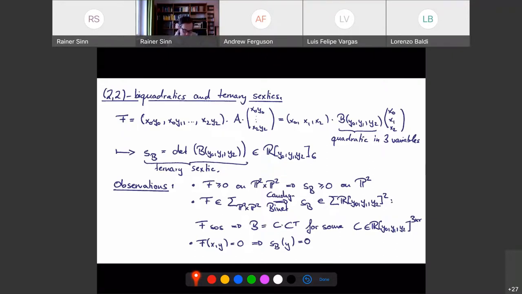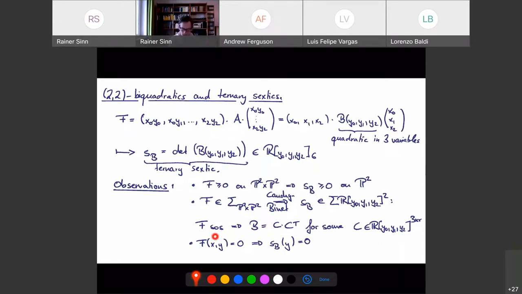So for example, if the biquadratic is non-negative, meaning that this matrix here is positive semi-definite, then of course the determinant is non-negative. The determinant of a PSD matrix is non-negative. So if the biquadratic is non-negative, the associated ternary sextic is non-negative. Turns out if the biquadratic is a sum of squares, then the associated ternary sextic is a sum of squares.